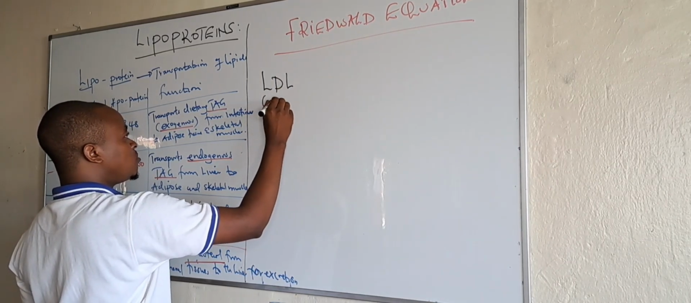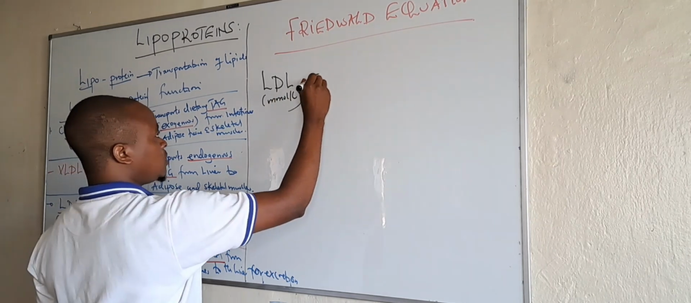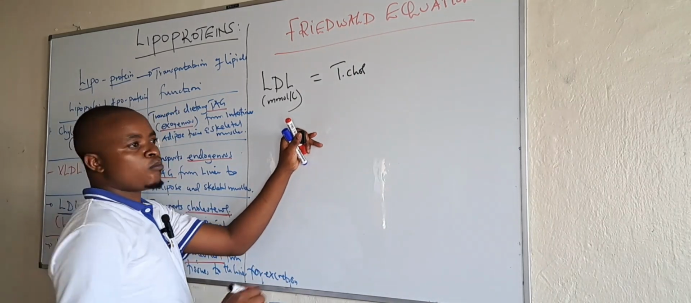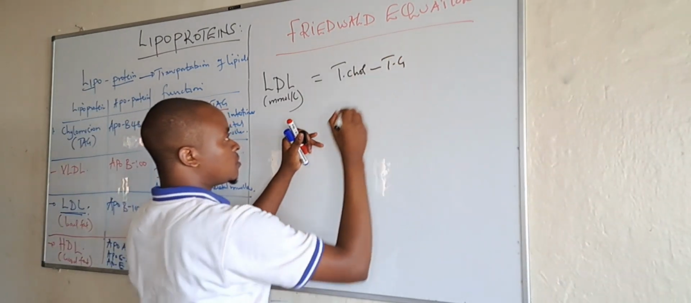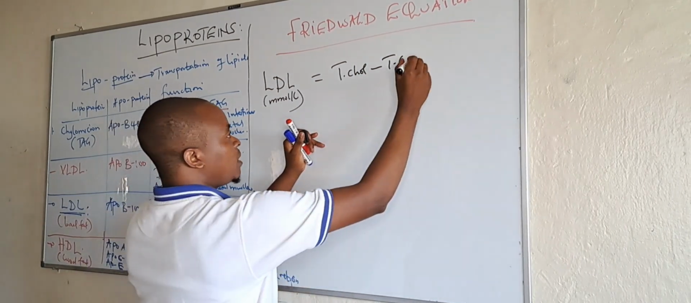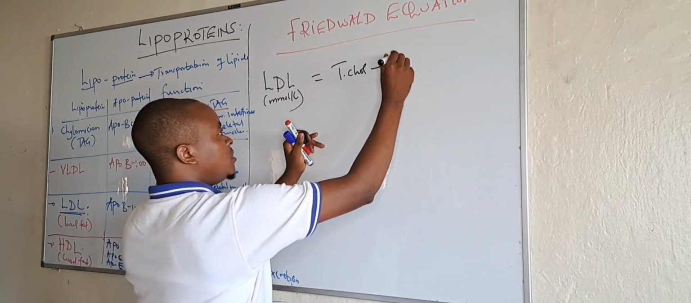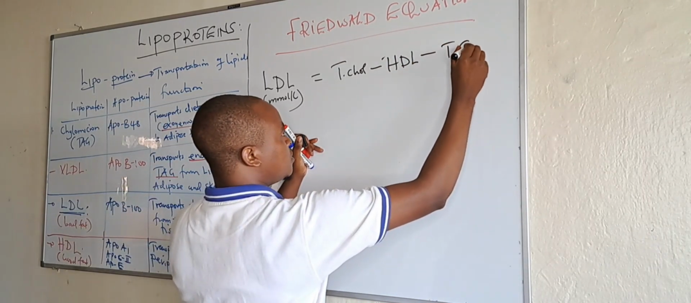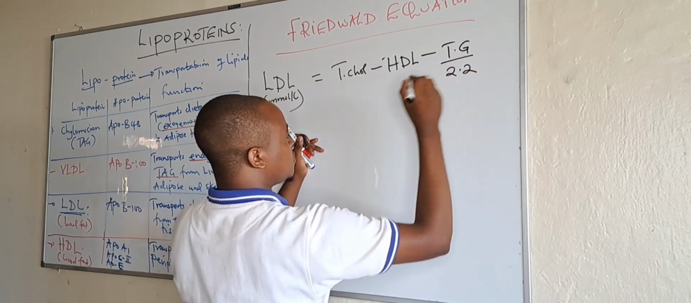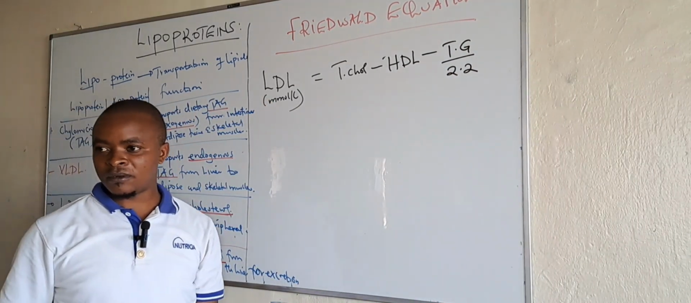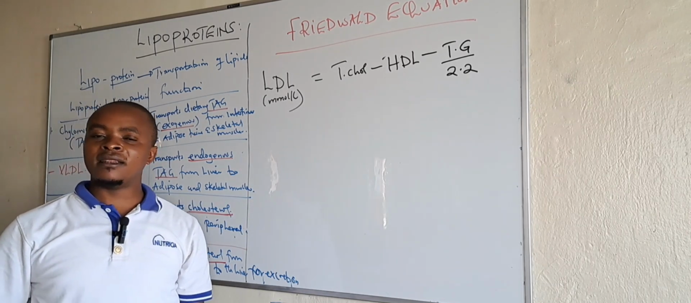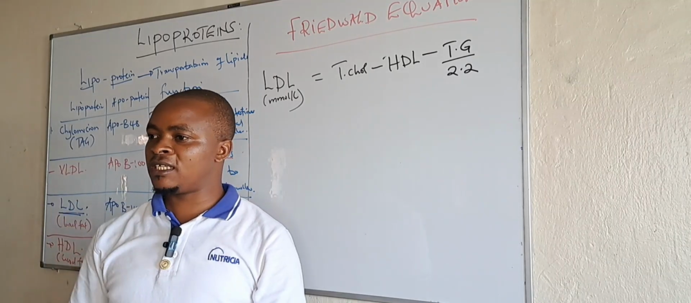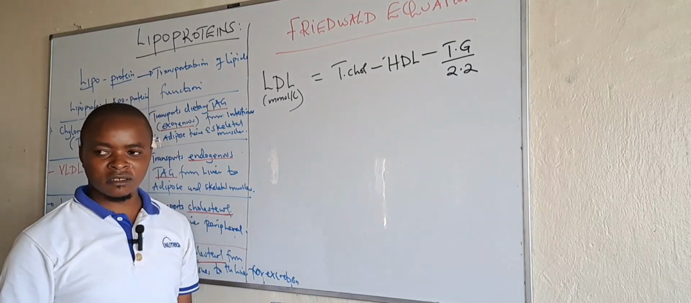in millimole per liter, is equal to total cholesterol minus HDL, minus high density lipoprotein, then minus triglyceride divided by 2.2. That is when it is in millimoles per liter. That is the formula. And this formula, as a laboratory student, you must always make sure it is always in your hands, because we need it in the lab when we are calculating the levels of LDL.